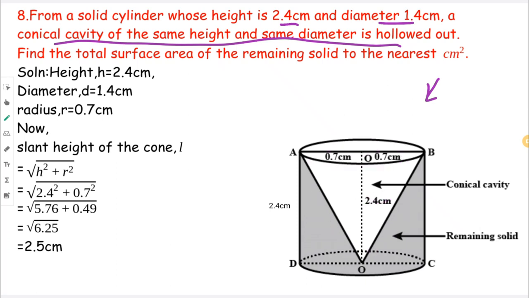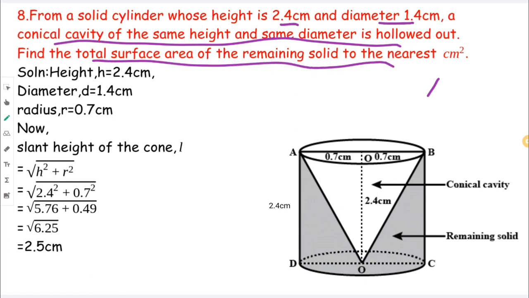But what is the question saying? They're saying that they took out a cavity here like this in the shape of a cone, right? They have taken it out, which means remember that now inside there's the shape of a cone inside here, right? So now let's go back to the question. They're asking us to find the total surface area of the remaining solid to the nearest centimeter square.